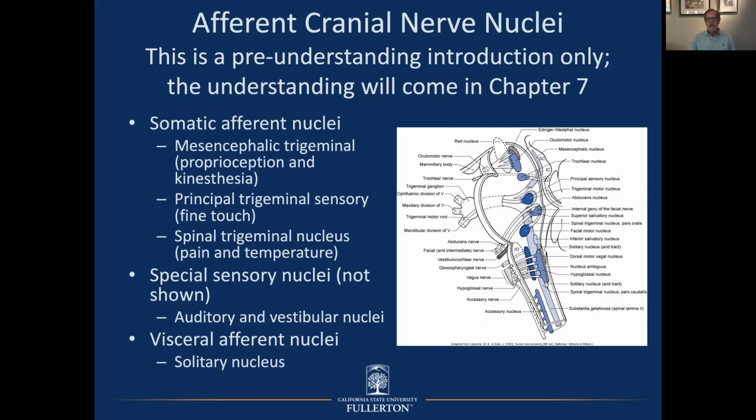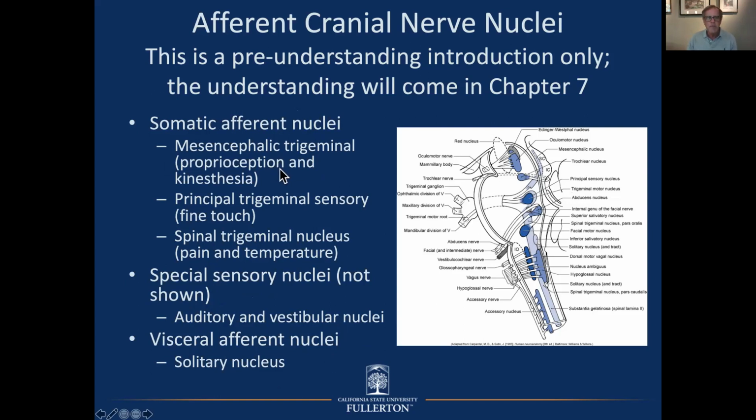Okay, one more slide and then we stop. This is a slide showing the afferent nuclei. We have somatic afferent nuclei involved with sensation, special sensory, which is auditory and vestibular, and then visceral afferent, nucleus solitarius. And we're almost there. You can see it is the same slide, the same picture, but we're looking at different parts of the picture now.